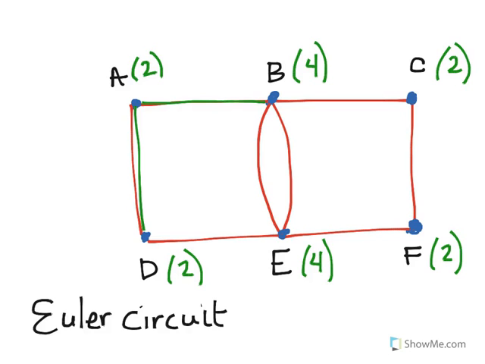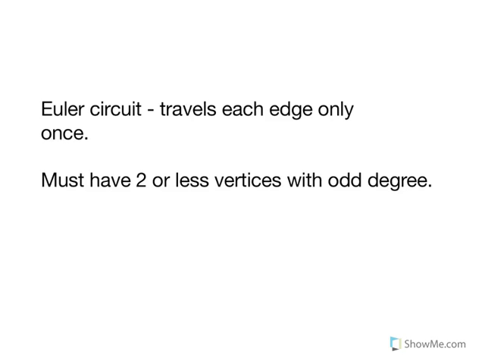Let's look at our next definition. Oh, I'm sorry, there's an error here. This should say Euler path. I apologize for that typo. An Euler path travels each edge only once. Notice there's only one rule here. It doesn't have to start where it began. It just has to travel each edge one time.